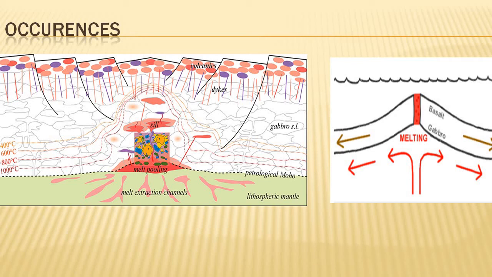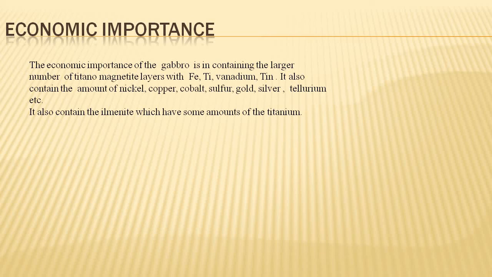Now we will discuss the economic importance of the gabbroic rock. The economic importance of the gabbroic rock basically depends on the minerals found in it, such as iron, titanium, vanadium, tin, etc. Some ilmenite is also present with some amount of titanium.